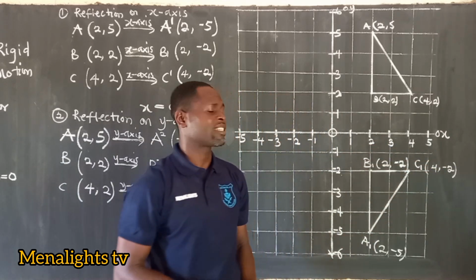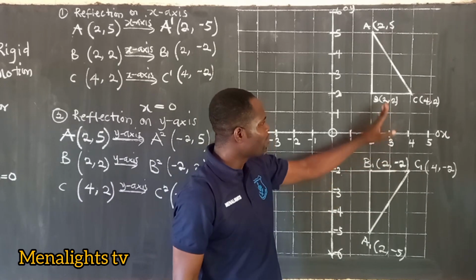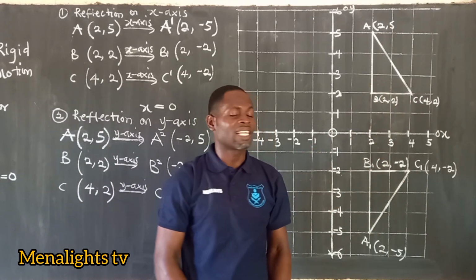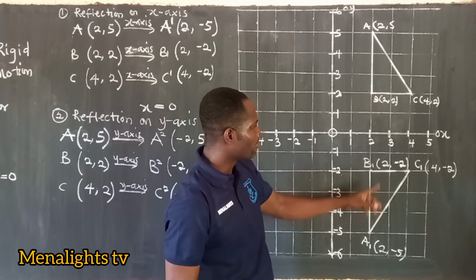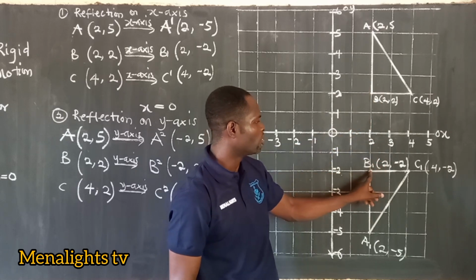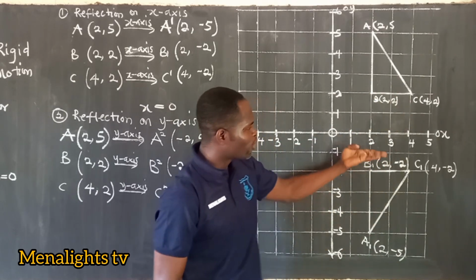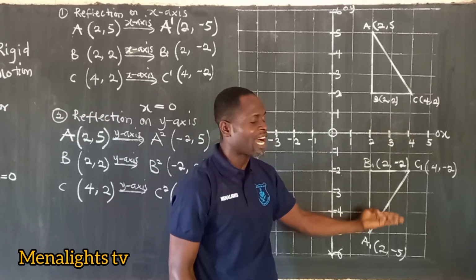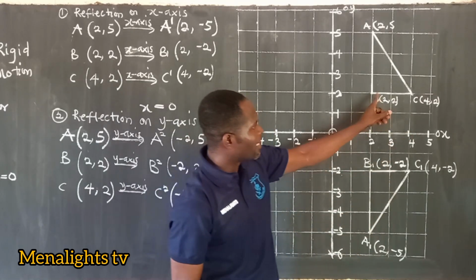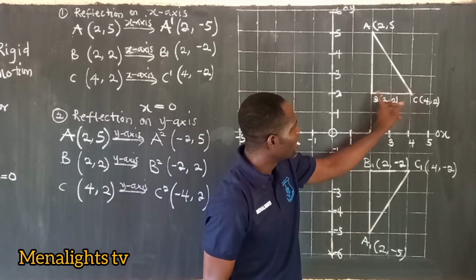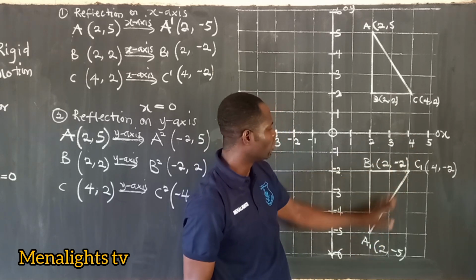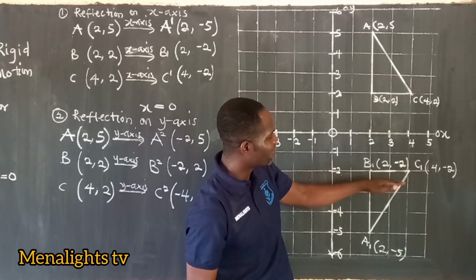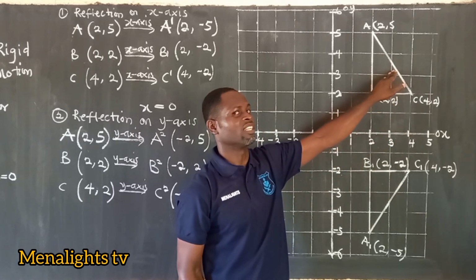Now, when you are reflecting, the image distance and the object distance are the same. So suppose you place a mirror here, this is how it will form. The face that is showing here, that's what will show first in the mirror. So when you look at it, this is the reflection of what we have here.